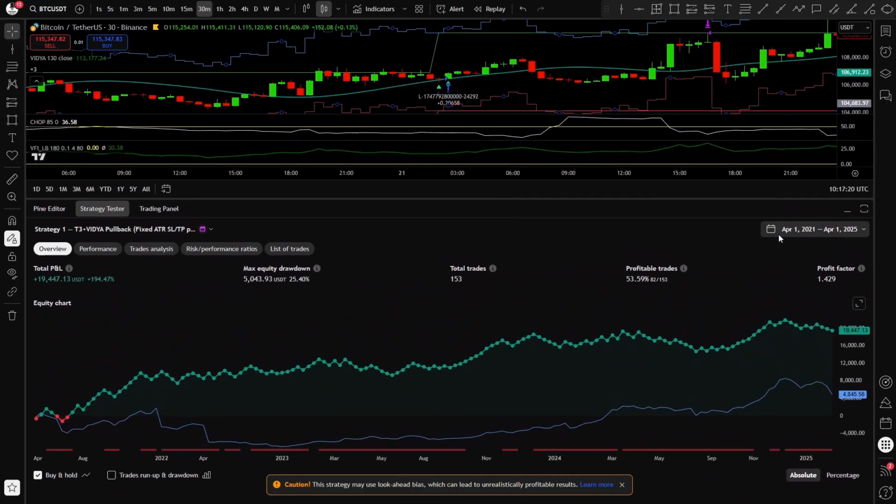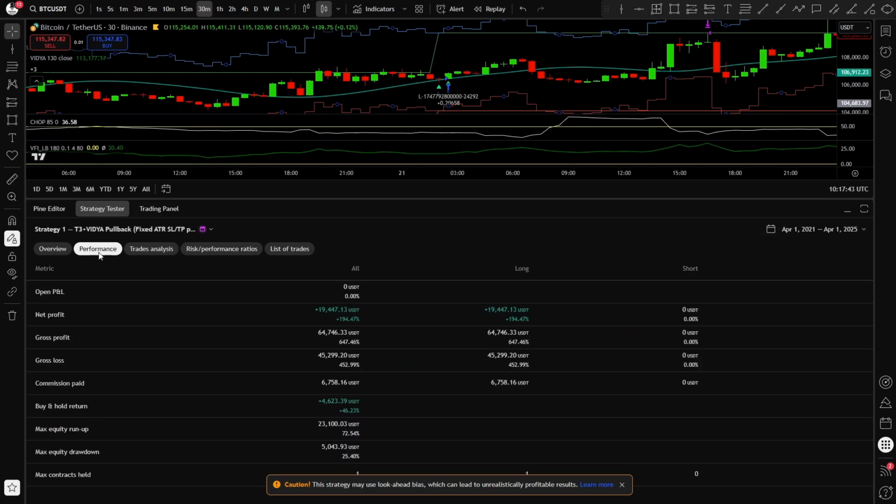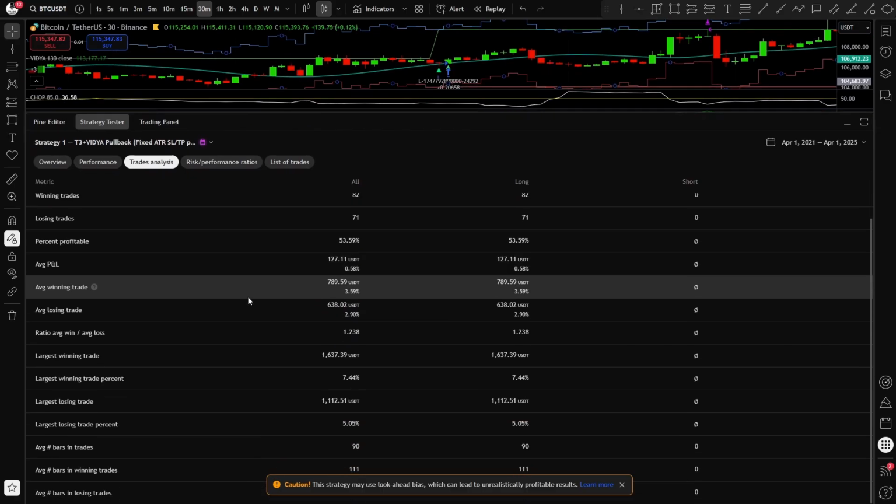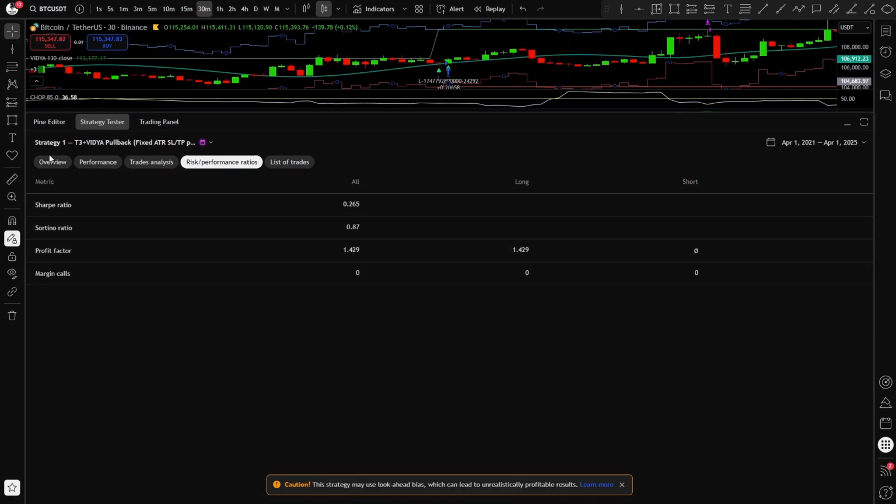The optimization range was from the 1st of April 2021 until the 1st of April 2025, and during these 4 years, we got 153 trades, which generated a 194% net profit, with fees included, with a 25% maximum drawdown and a 1.4 profit factor. Here is the performance summary tab, the trade analysis tab, and the risk performance ratios.